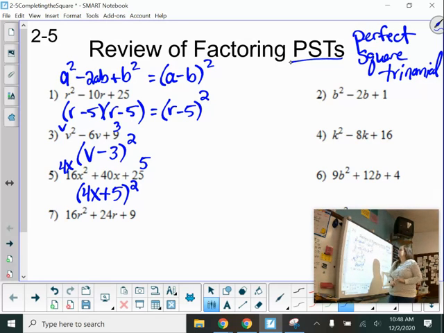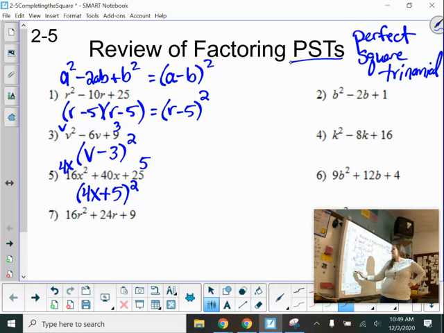The middle term, which I didn't really talk about too much, notice it is 2ab. The middle term, to be a PST, to be a perfect square trinomial, always has to be equal to 2 times the square roots of the first and last terms. So for example here, if I take 2 and multiply by the 4x, I get 8x, and then multiply by the 5, I get 8x times 5 is 40x, which ends up being the middle term. So that's why these work out this way.